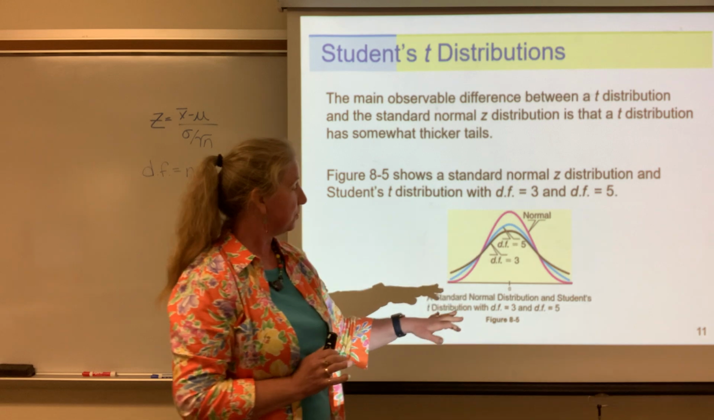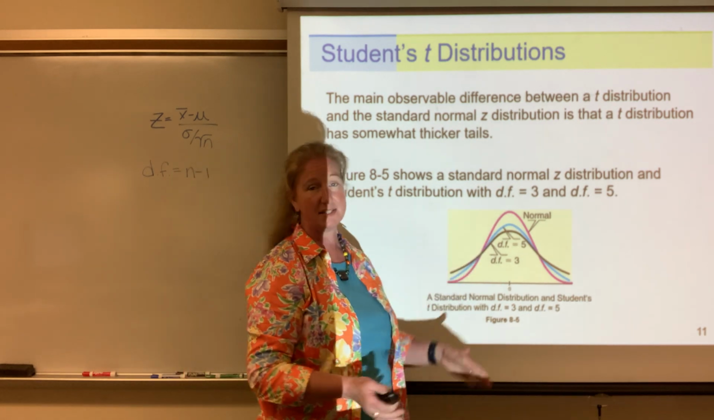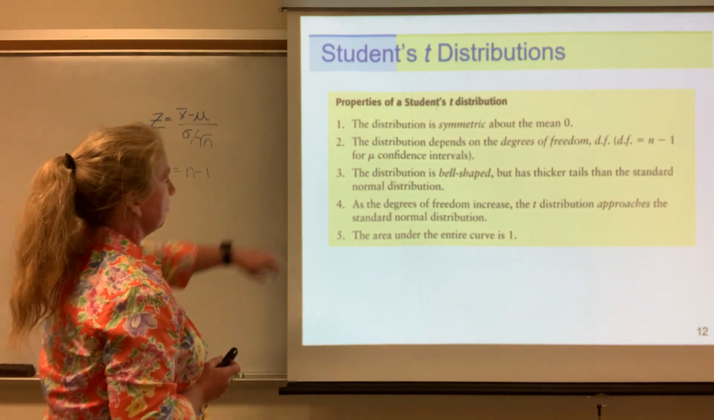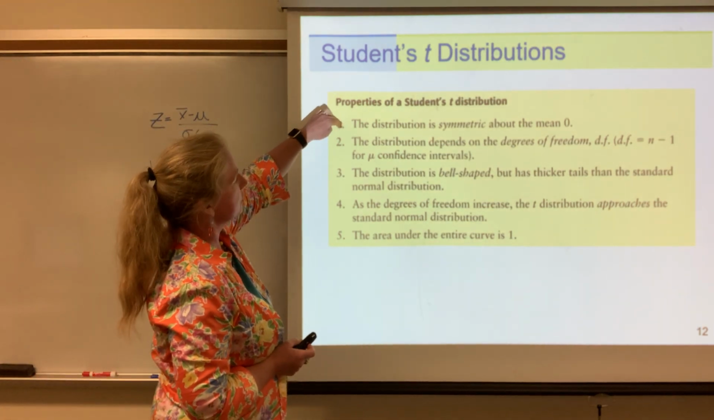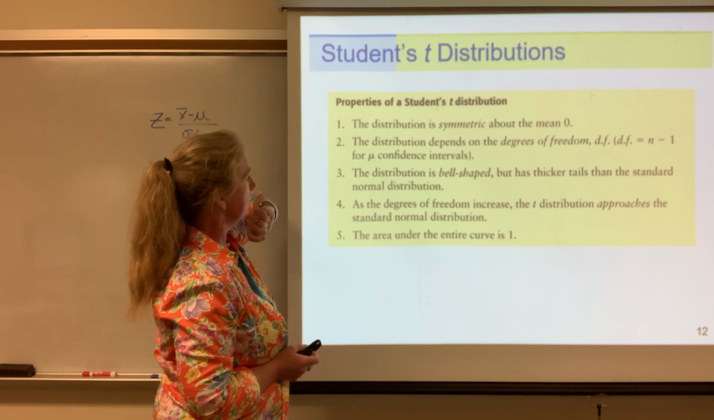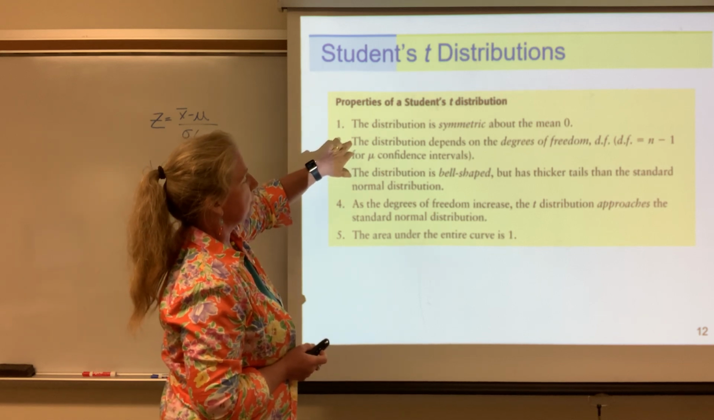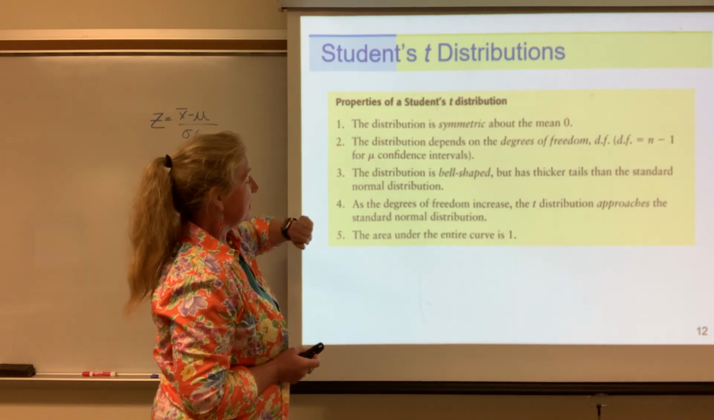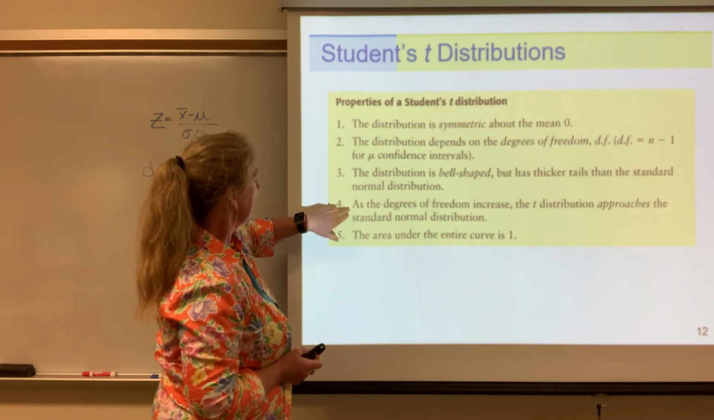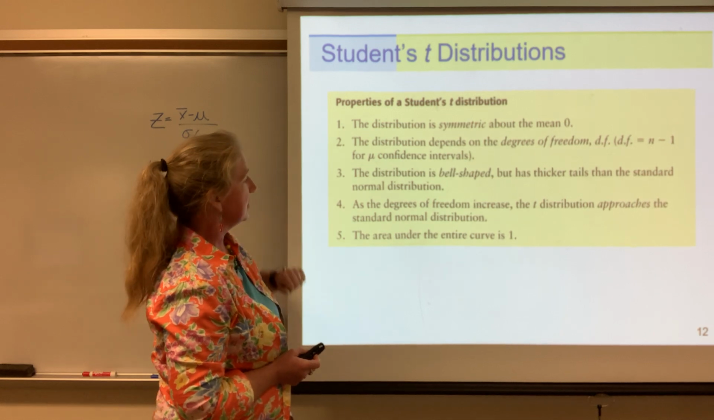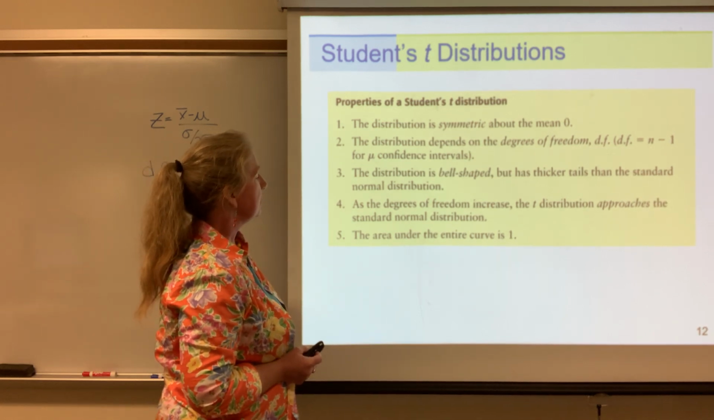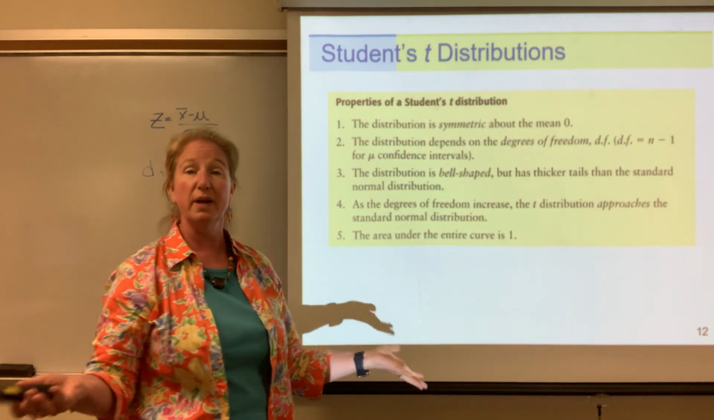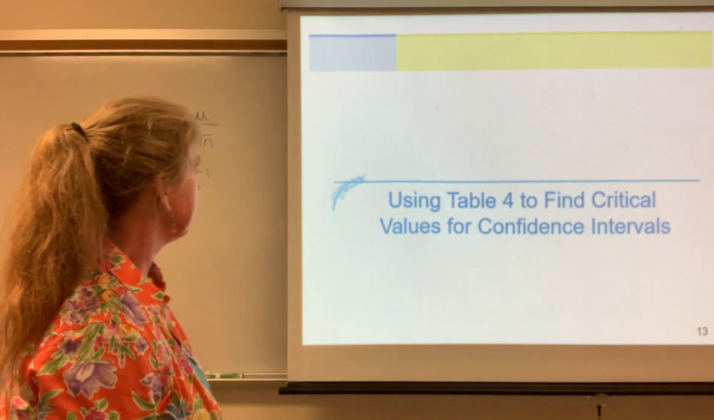So there comes a point where the T and the Z are almost identical. All right, so very similar to the Z, the distribution is symmetric about the mean 0. The distribution depends on the degrees of freedom. It's bell-shaped, but it has thicker tails than the Z distribution. And as the degrees of freedom increase, the T distribution approaches the standard normal distribution. And the area under the entire curve is 1. So it's very, very similar to the Z.